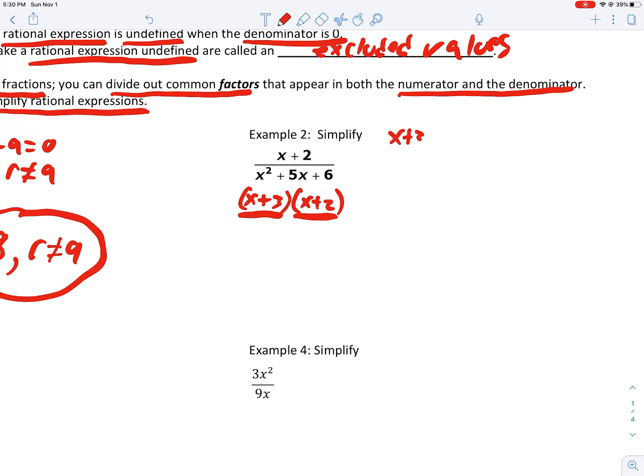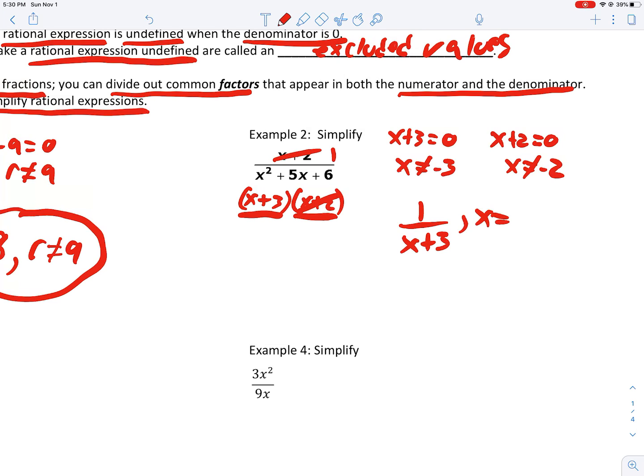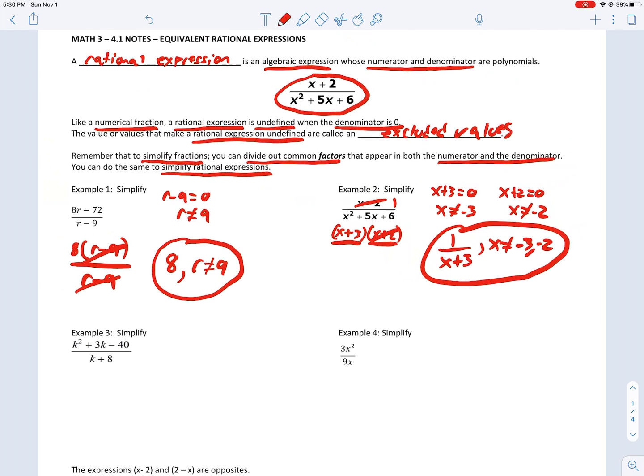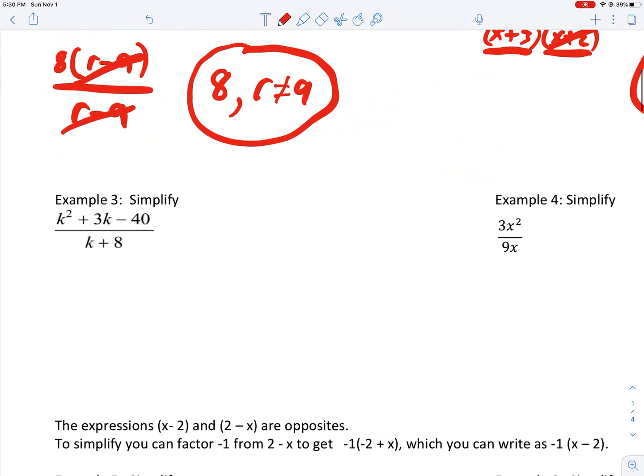So x plus 3 equals 0. So x cannot equal negative 3. x plus 2 equals 0. So x cannot equal negative 2. And then I notice the x plus 2's will reduce. So you have a 1 now on top. So it's 1 over x plus 3. x cannot equal negative 3 or negative 2. So there's my simplified answer. So I factored it to make it look different so I can recognize if there are any factors that I could reduce.